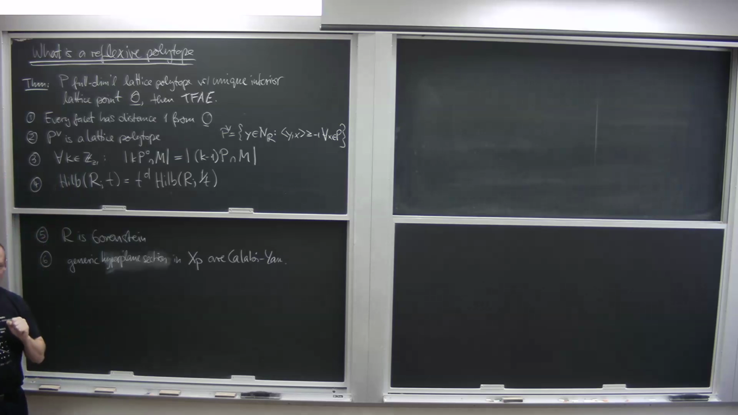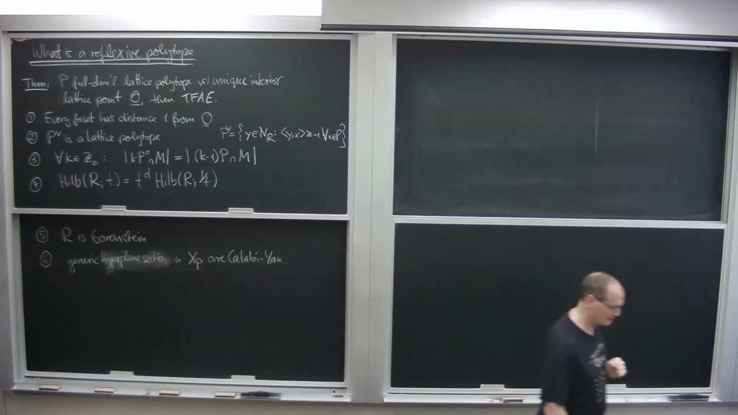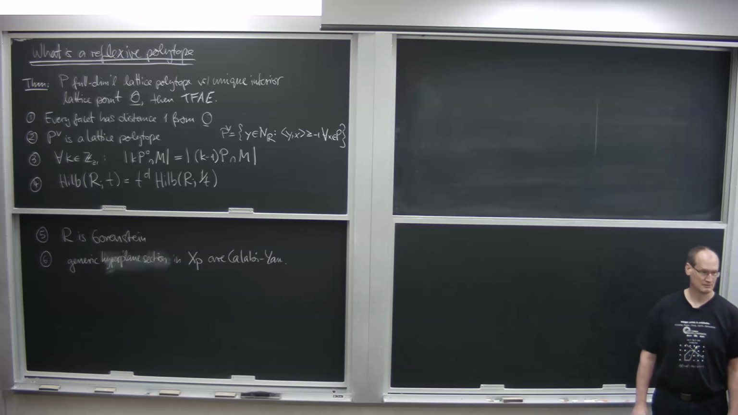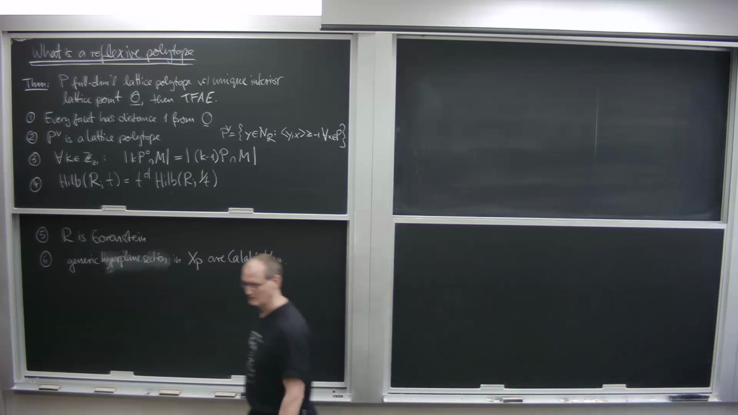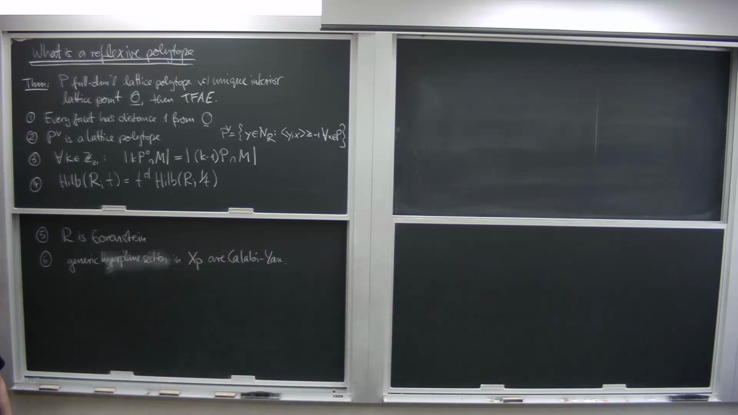So my first exercise for you is: find me a polytope which has a unique interior lattice point, but which is not reflexive. Don't try dimension 2. That would be my hint, because in dimension 2, this is the same.